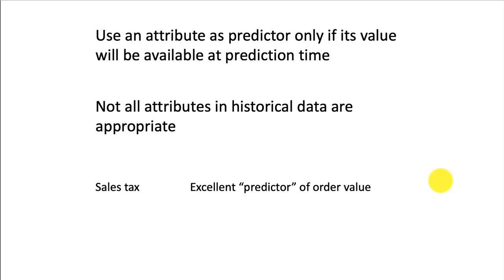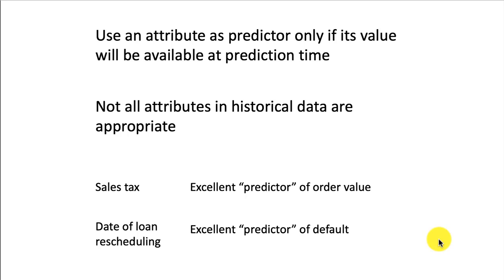Okay, so once again, just like sales tax is an excellent predictor of the order value, the date of loan rescheduling might also be a very good predictor of whether a person will default on a loan or start making late payments. Why? Because why do we reschedule a loan? Because a person has some difficulty making a payment, so they reach out to the company, and the company says, okay, I'll reschedule your loan payments and so on. Okay, so obviously, if there is a column called date of loan rescheduling in our historical data, that would be there only for those people who have difficulty in making payments, right?